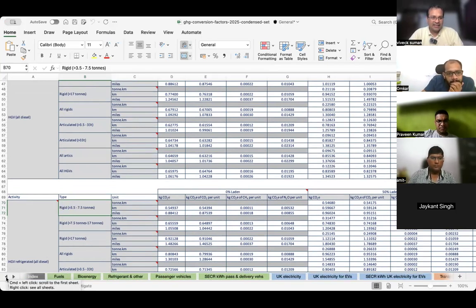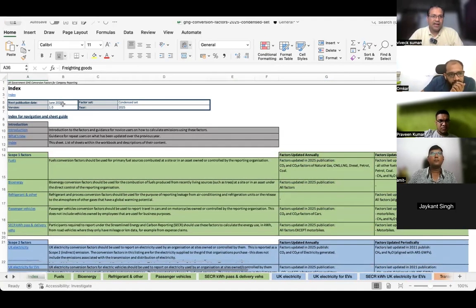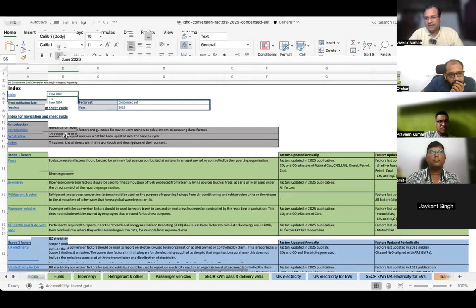What do you need to look at first? When you go to the top of the index, you will find the expiry date. Expiry date is when this document will be replaced. What is that expiry date? June 2026, because this document was updated on 10th June 2025. This is a condensed set. They might have a liberated version for your software. So if you are a software company or working for them, you won't be using this one. You will be using the liberated version.